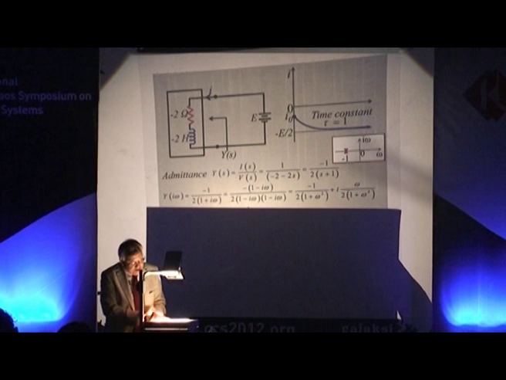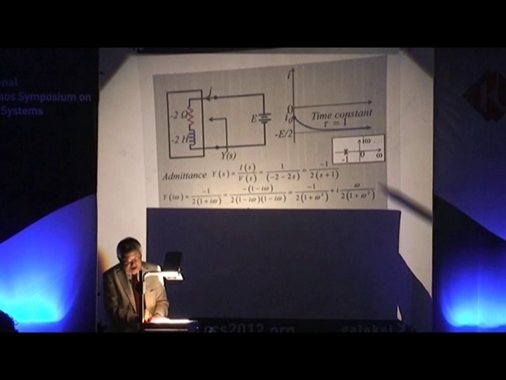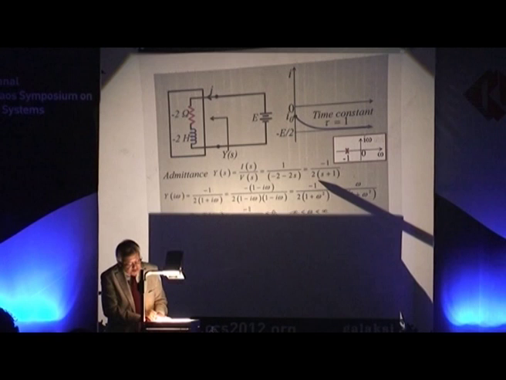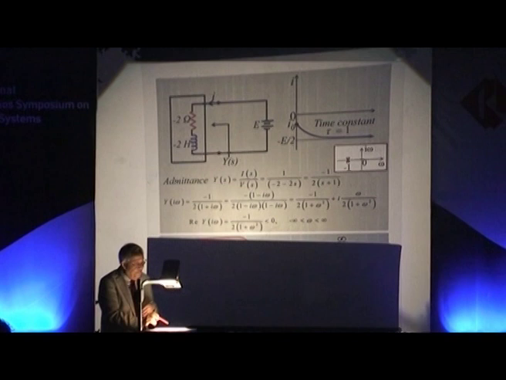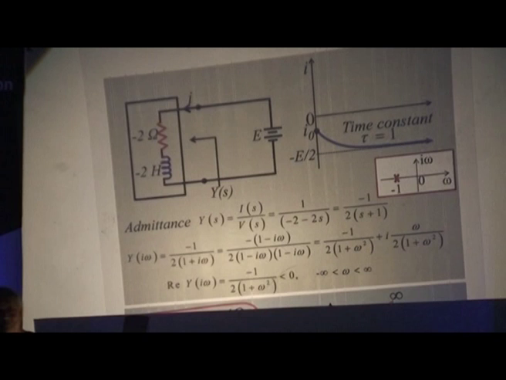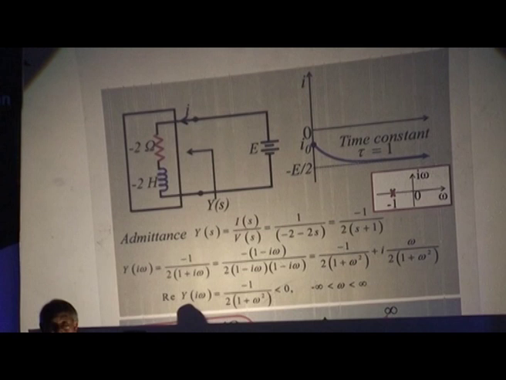So this is minus 1 over 2 plus 1 plus I omega, and then it's a complex number. So you separate it into real and imaginary part. The interesting thing about this is the real part. Remember, it is the real part of the admittance, which is minus 1 over 2 plus 1 plus omega. And of course, for all positive frequencies, this is negative. The real part is negative at some frequency. All you need, and the theorem that will come out later, is that the real part should be negative at some frequency.